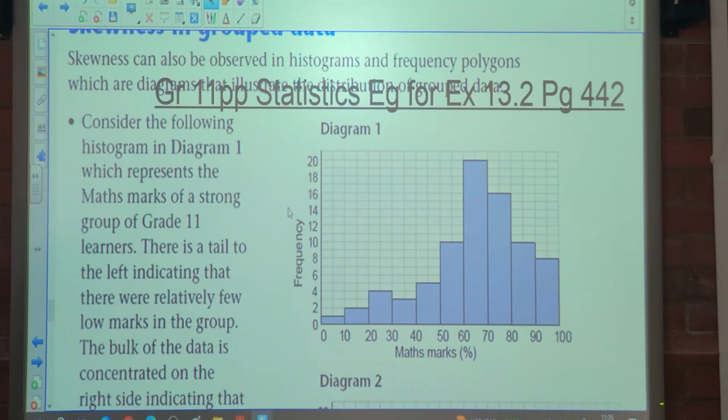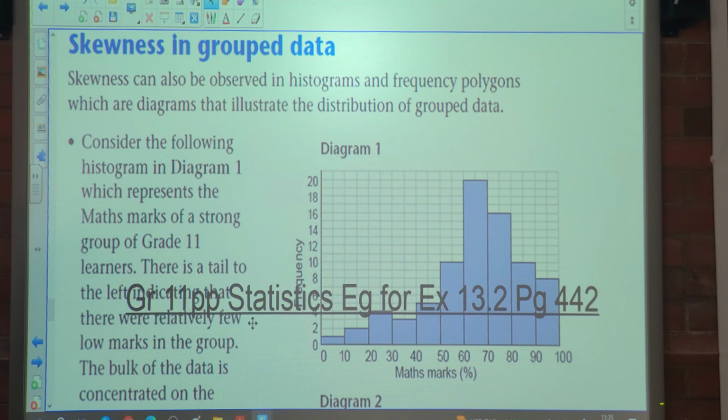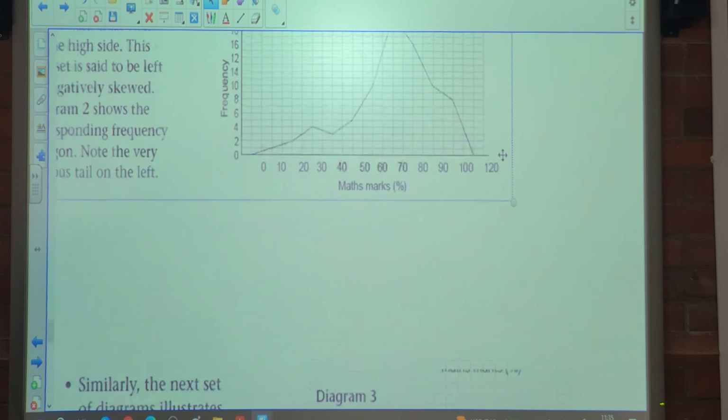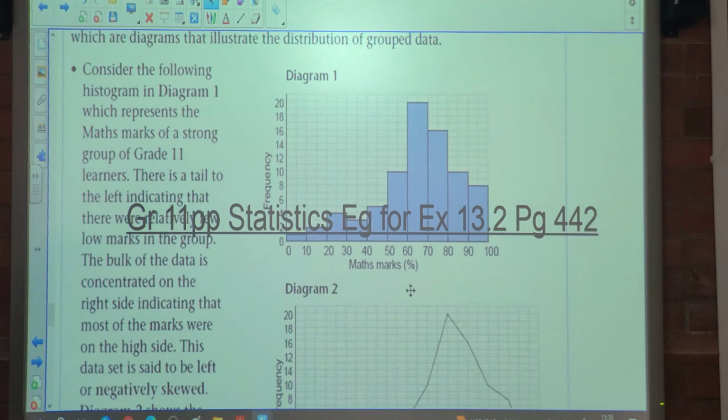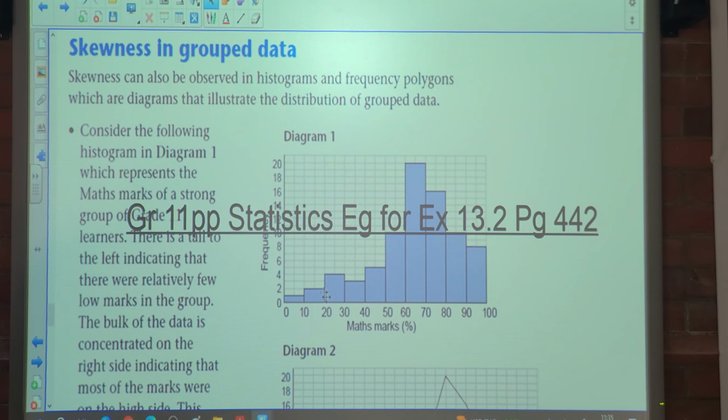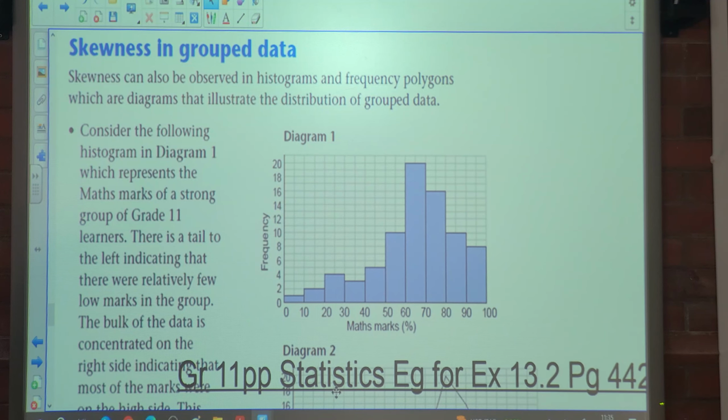Skewness in grouped data. Skewness can also be observed in the histogram and the frequency polygon, which are diagrams that illustrate the distribution of grouped data. So let's look at the first diagram. In diagram 1, we are told to consider the following histogram, which represents the maths marks of a strong group of grade 11 learners.